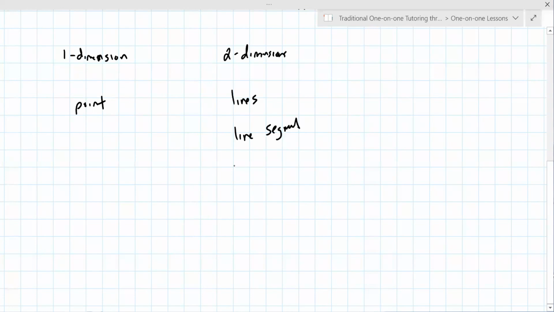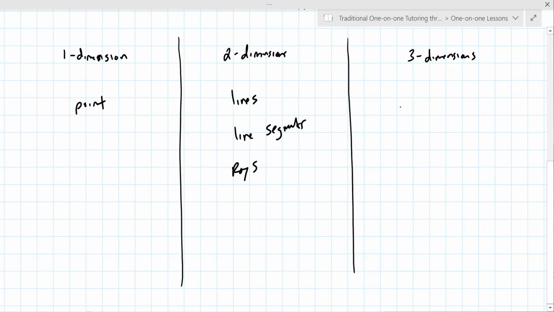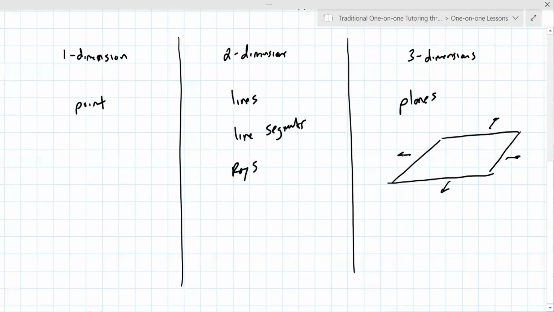So if you think about it, one dimension is a point. Two dimensions are lines, line segments. There's also these things called rays, which we can talk about, but not important for the moment. Three dimensions are what are called planes. And they're not the airplanes. They extend infinitely in each direction. So imagine you're holding up a sheet of paper and it extends forever. That's a plane.